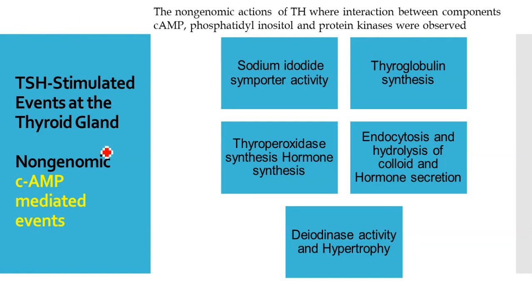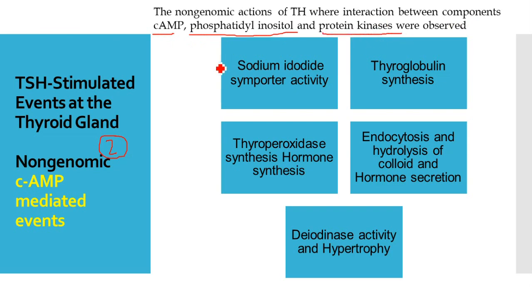Now the second important mechanism linked with the thyroid hormone is the non-genomic action, and it is also linked with the cAMP mediated event. In the TSH stimulated event at the thyroid gland, for the non-genomic action of the thyroid hormone, interaction between the components of cAMP, phosphatidylinositol and protein kinases was observed.